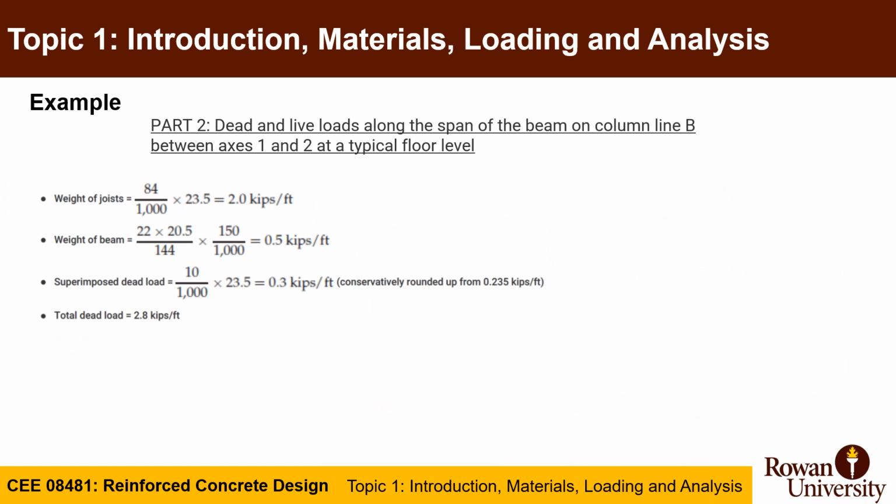Now you can summarize that the weight of the slab or the joist will be 2, weight of the beam will be 0.5, superimposed will be 0.3. You add them up, you got 2.8 as total dead load.